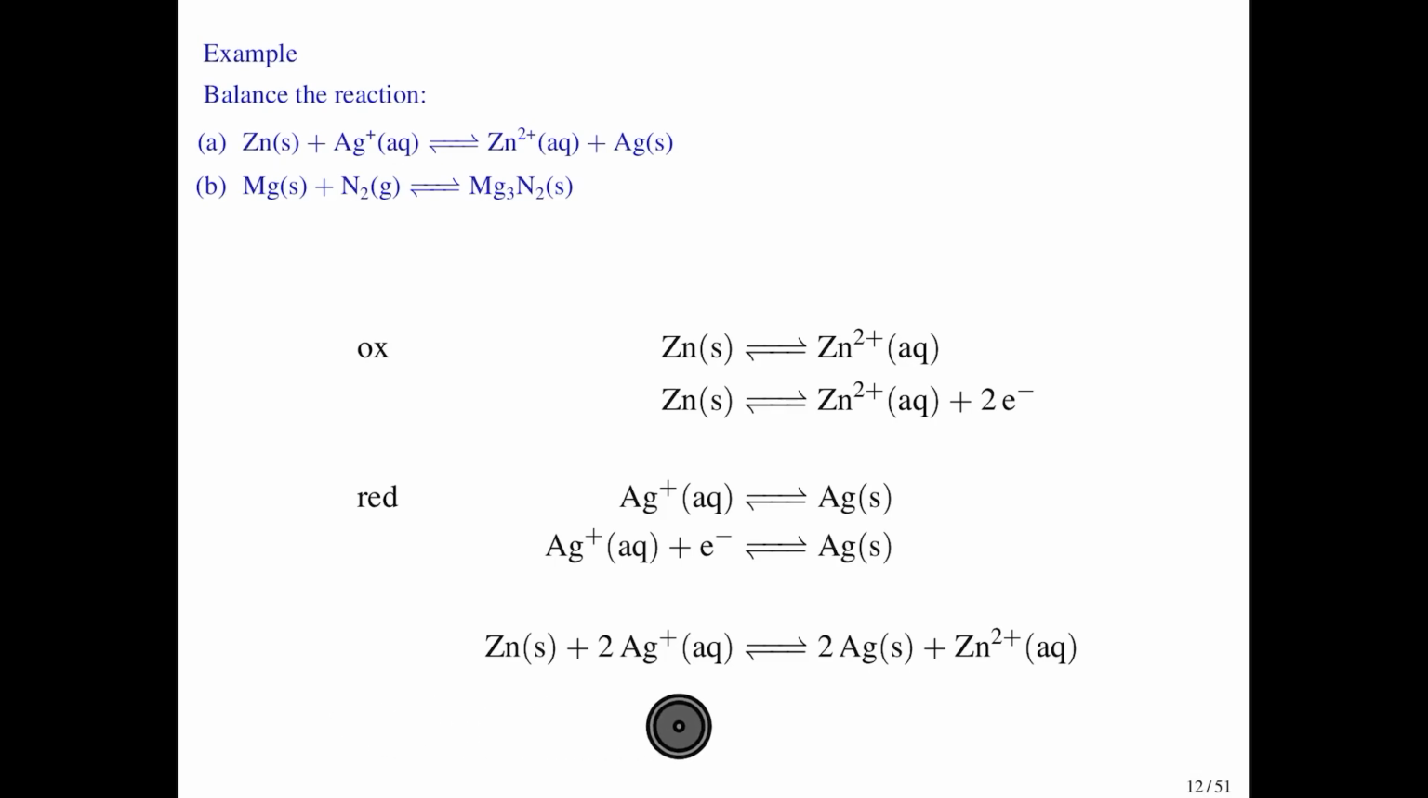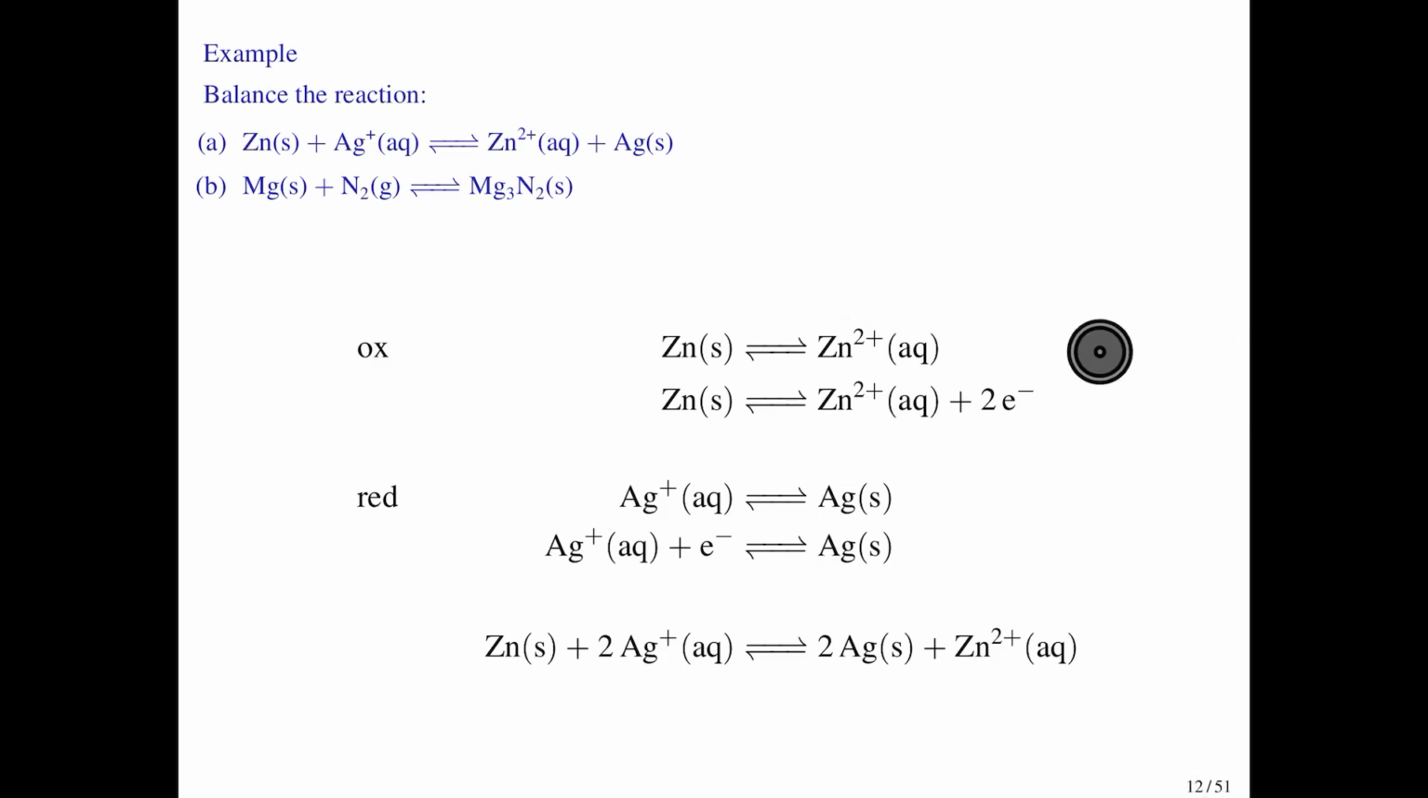And so that's what's illustrated here. And the electrons, since they are the same number of electrons on each side, they cancel out, and you're left with the balanced redox reaction. And if you look carefully here, both atom type are balanced, but the charges as well. You have a +2 charge on this side, and you've got a +2 charge on the product side. So that's the half reaction method for a simple redox reaction.